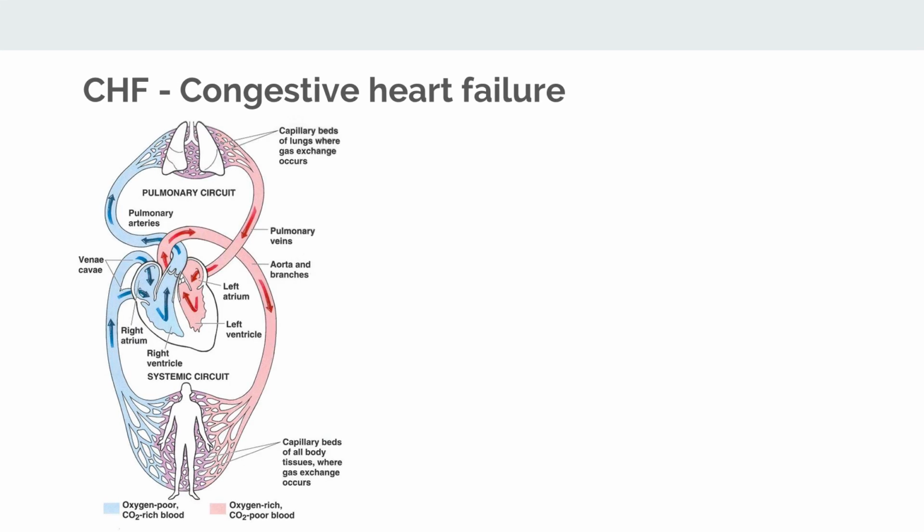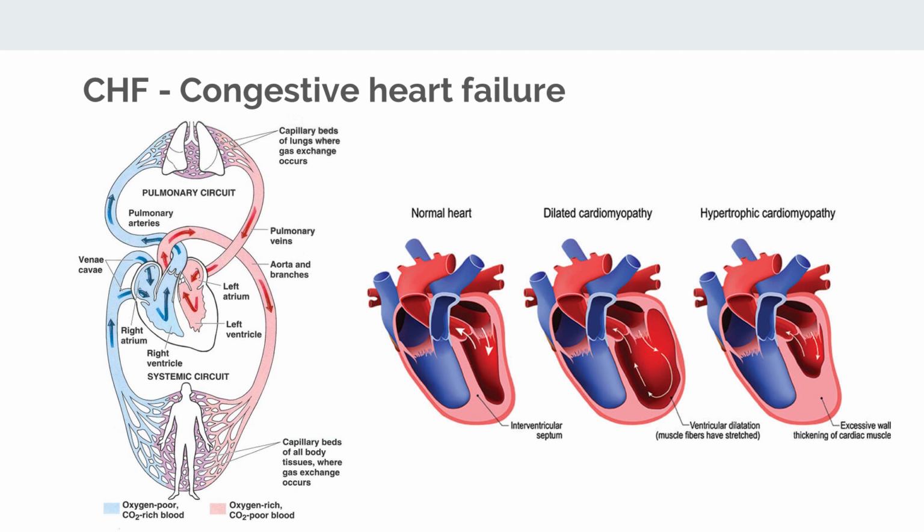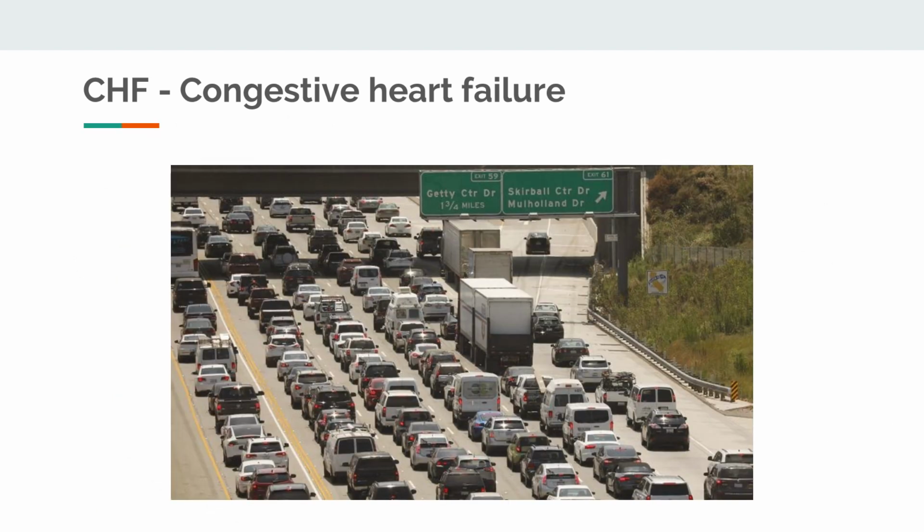CHF stands for congestive heart failure. Remember that the heart is essentially a pump that circulates blood throughout the body. When the heart is no longer able to pump as well as it used to due to heart disease such as cardiomyopathy, blood isn't circulated as well and it begins to become congested, kind of like a traffic jam.